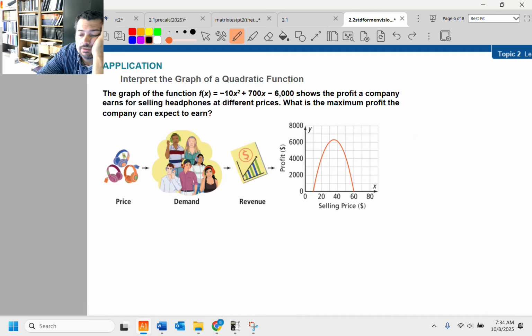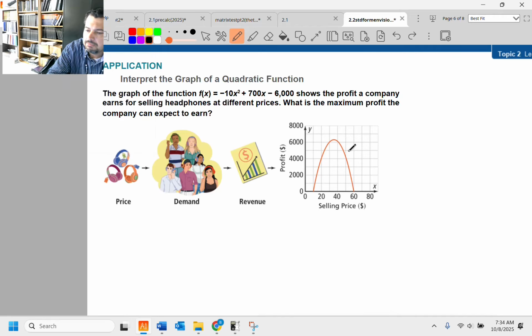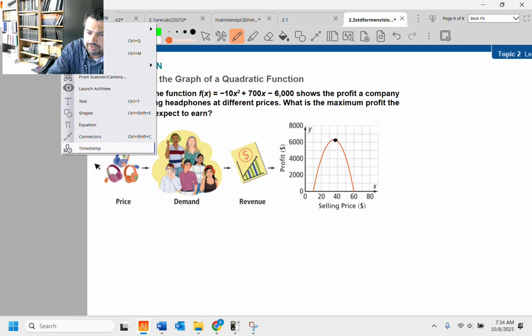I'm real. Alright, interpret the graph of a quadratic function. The graph of the function f of x equals negative 10x squared plus 700x minus 6,000 shows the profit the company earns for selling headphones at different prices. What is the maximum profit the company expects to earn? So the whole point of this slide is to help you realize that a maximum is going to happen right here. What do we call that point of a parabola?